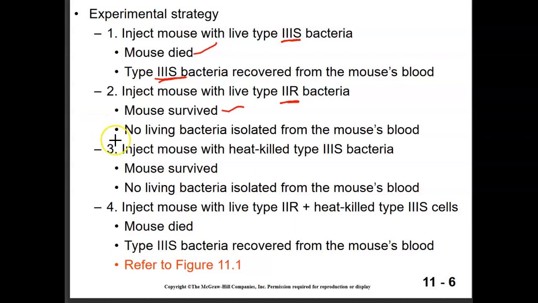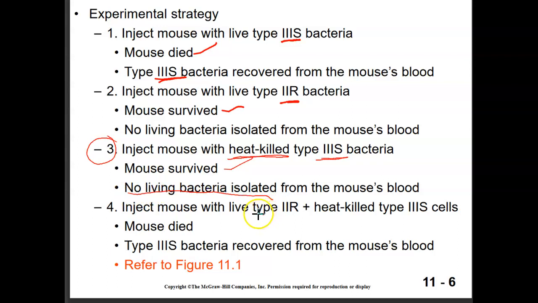Now, here's where the experiment got really interesting. Griffith took the type 3S bacteria and he did something called heat killing. In other words, he applied heat to the bacteria and killed them. Makes sense. It's why we boil water when you take water from a stream when you're camping. You try to kill the bacteria and any pathogens present, Giardia, cysts, things like that, so that you don't get sick. When you heat kill type 3S, the smooth, the pathogenic bacteria, the mice survive. Of course, because you killed it, right? And you don't find living bacteria in the mouse's blood. That kind of makes sense.